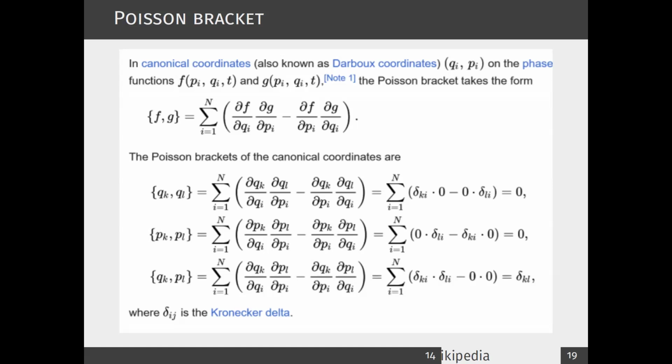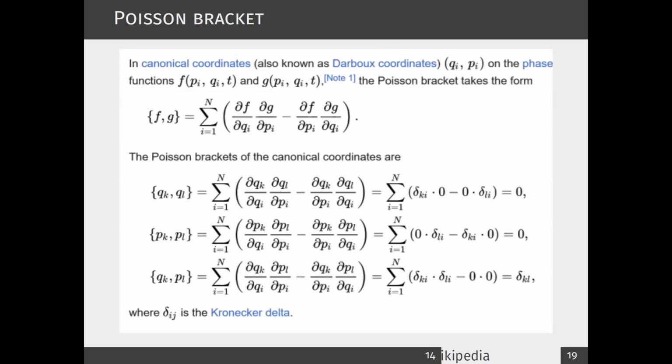It's formally defined by this sum. So this is df over dq_i times dg over dp_i, so in this order, first position, then momentum derivative, with f and g in the same order as here, and then there's a minus, and then you have the same order of f and g, but a different order of derivative, p_i and q_i. So this is formally the mathematical object known as the Poisson bracket.